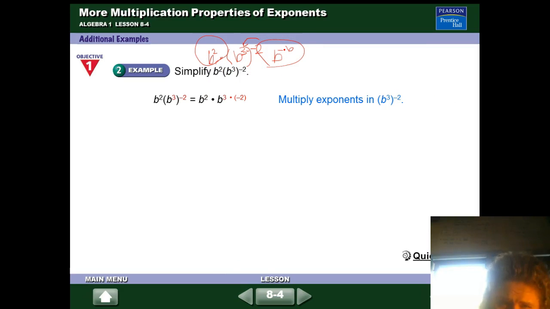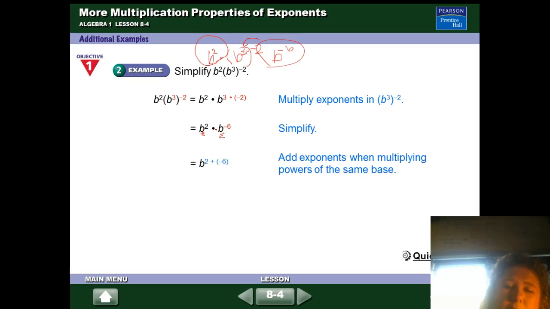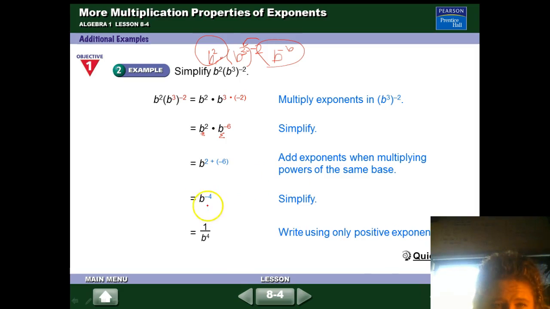So let's see what they're doing. We need to simplify that yet. Like I said, power raised to a power. It's inside this parenthesis, so that's how we know it belongs to them. Now 3 times -2 gives you b to the -6. Now from yesterday's lesson, same base, and we're multiplying. What are we going to do with these exponents? Yes, we add them. So 2 plus -6 gives you -4. So b to the -4 is my simplified answer.